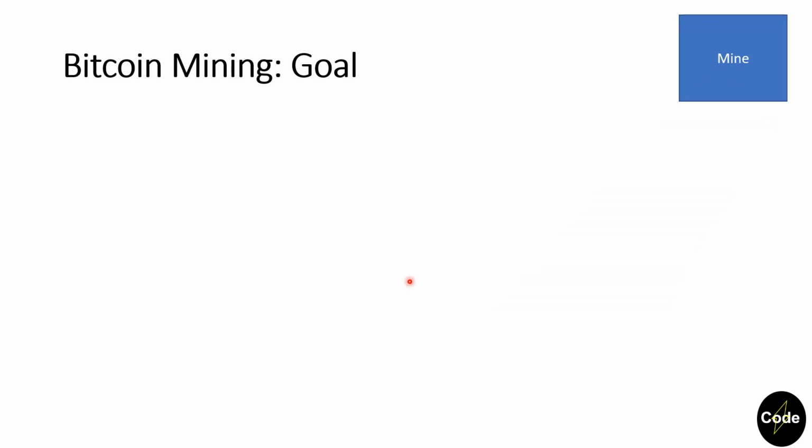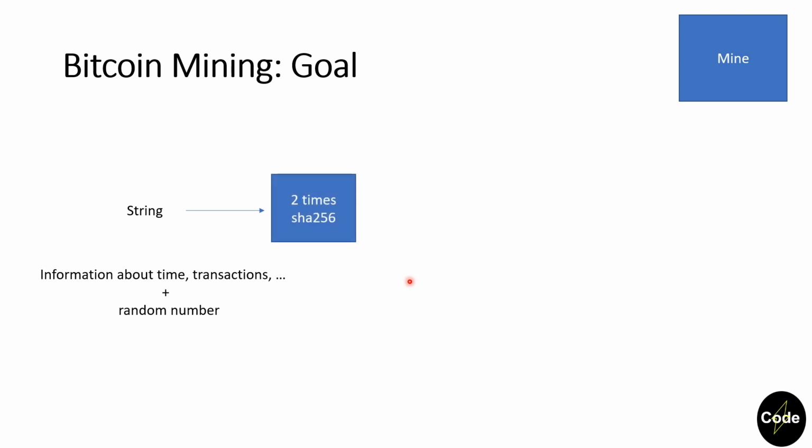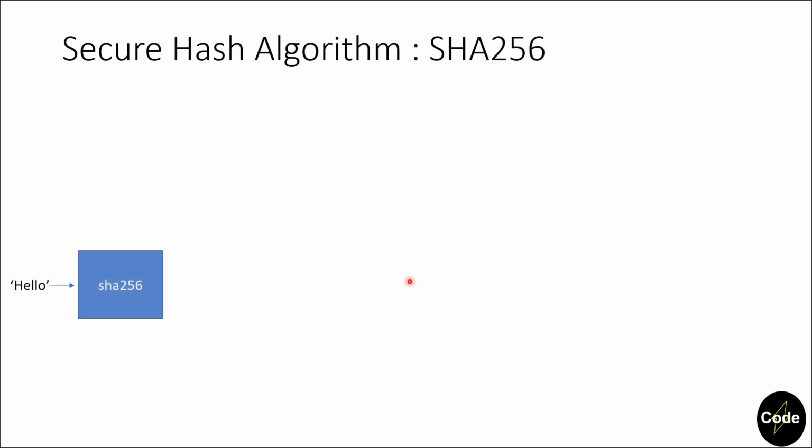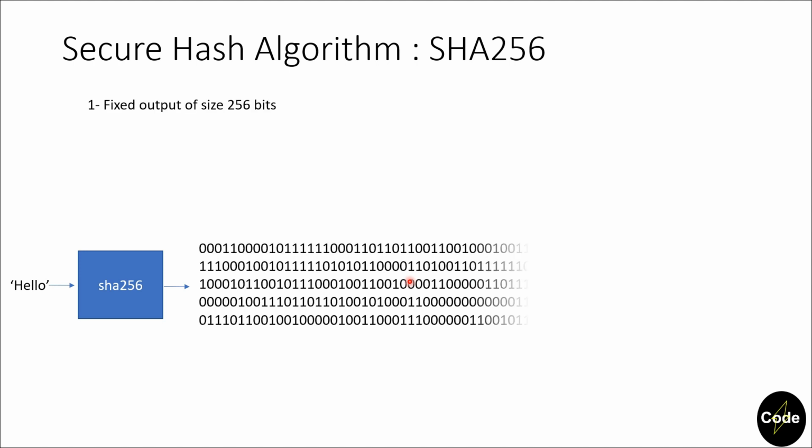At first, we input a string of characters with information about the transaction, like time and other info, plus a random number, and it will be fed through a system called the secure hash algorithm. The function of this system is to output a fixed length of 256 bits regardless of the size of the input.